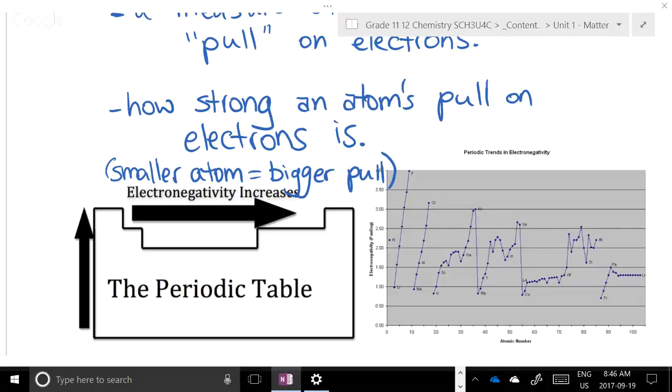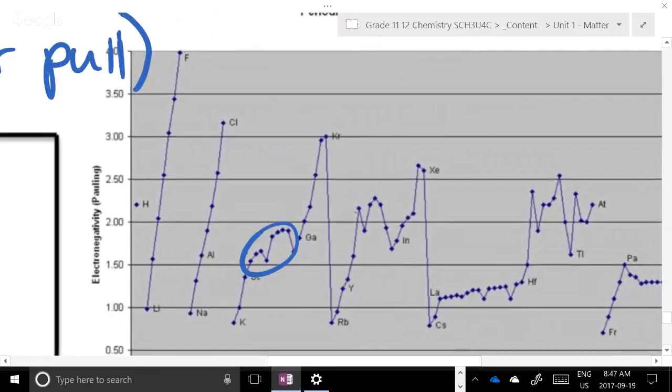Does that make sense? And if you look, we put this graph down here. You can see there's some hiccups in the graph in places like this. But in general, it follows the size trend, right? Which is each period, it starts low and gets higher and higher. Any questions about that? Yeah.